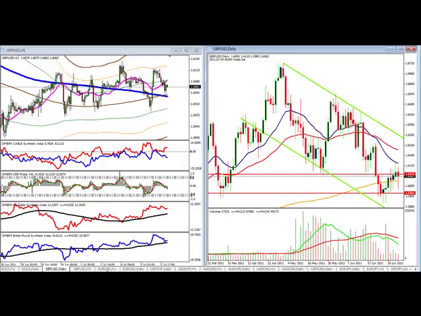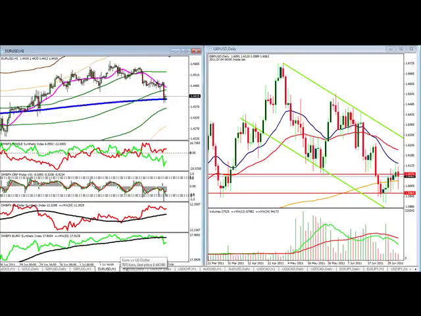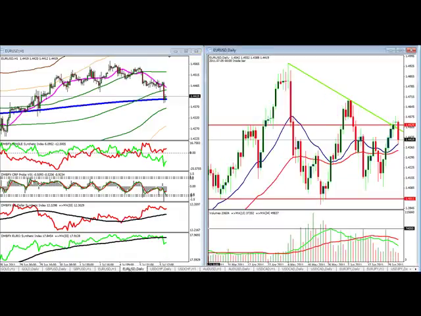As we switch to the euro dollar, we can see something very similar.